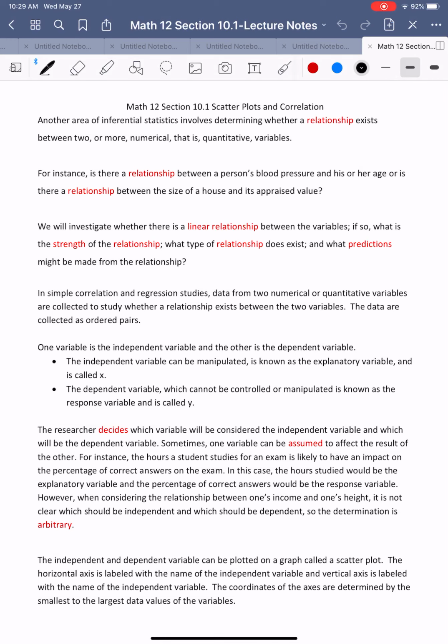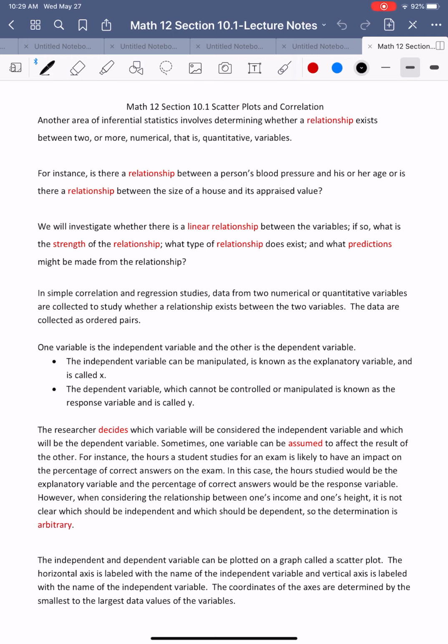Hello, this is section 10.1, scatter plots and correlation. This is about another area of inferential statistics, involved in determining whether relationships exist between two or more numerical, that is, quantitative variables.